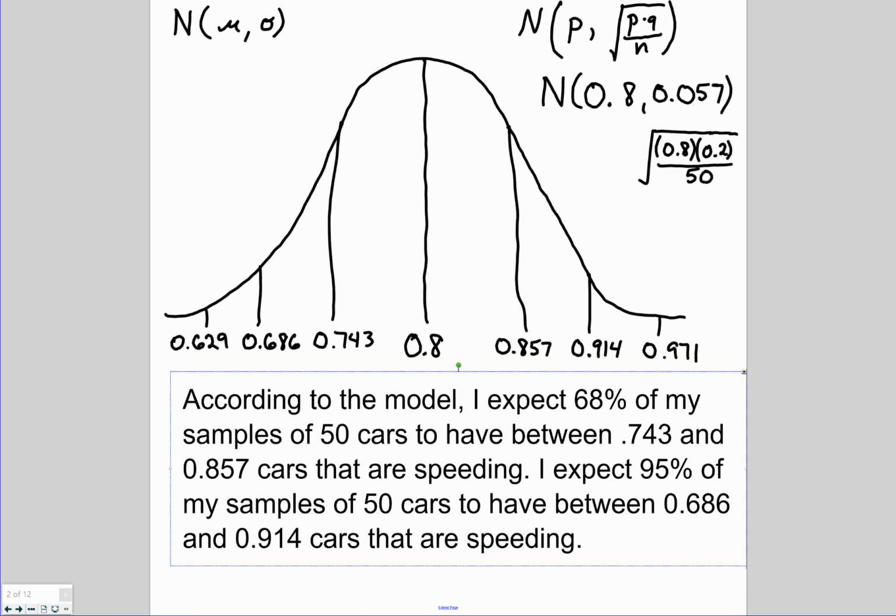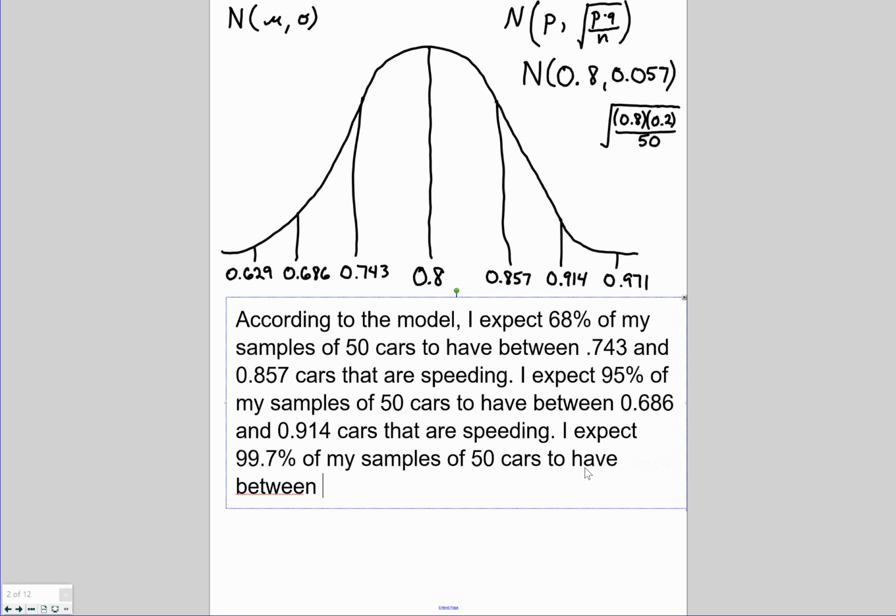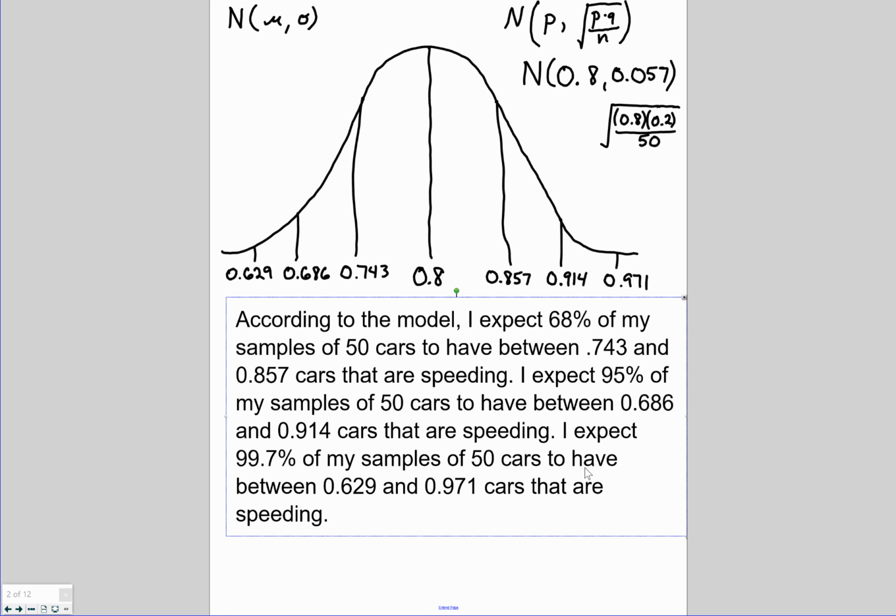You know the last one? 68, 95. Very good, Juliana. 99.7%. 99.7% of my samples of 50 cars to have between 0.629 and 0.971 cars that are speeding. That was a great sentence. I guess sentences, to be exact.